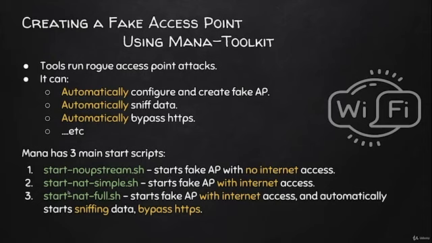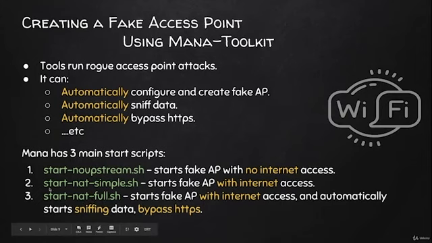The next one is start-nat-simple. This will start a fake access point with internet access. The third one, start-nat-full, will start a fake access point with internet access, and it will automatically start sniffing data and bypass HTTPS. Now I actually always use start-nat-simple. I never use start-nat-full because this fails a lot of the times, and we already learned how to start sniffing and bypass HTTPS using MITMf.